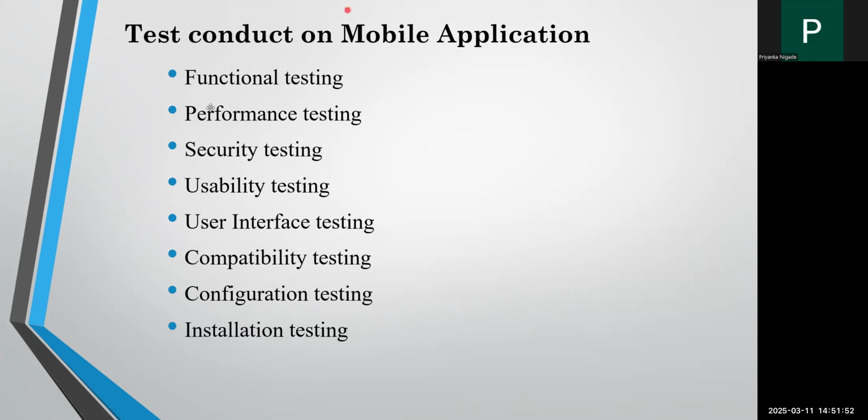Coming to tests conducted for mobile application. What kind of testing are we able to do? For mobile application, we can do functional testing, performance testing, security testing, usability, user interface, compatibility, configuration, and even installation testing. All these testings we are able to do on the mobile application. Either the application is native, hybrid, or mobile web, you are able to do all these different types of testing on the mobile application.